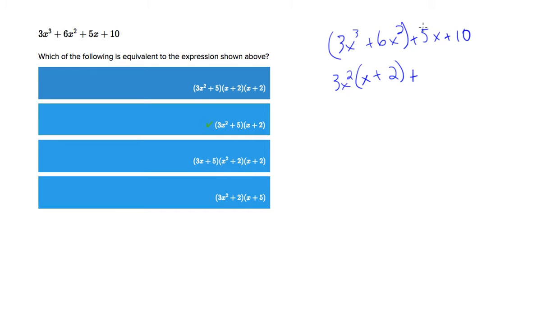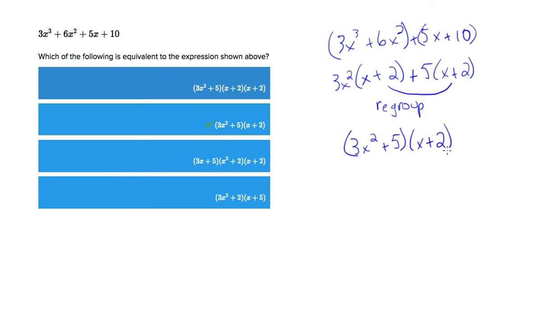And then do the same thing with this second set of terms. Take out the greatest common factor, which is a 5, and you'll notice x plus 2 is left. Those should always match up. For grouping to work, those have to match up. So now we're going to regroup here by taking the greatest common factor of 3x squared and the greatest common factor from here of 5, put those together, and then just keep that other one that they had in common, keep it by itself. You'll notice that matches up with this second answer choice.